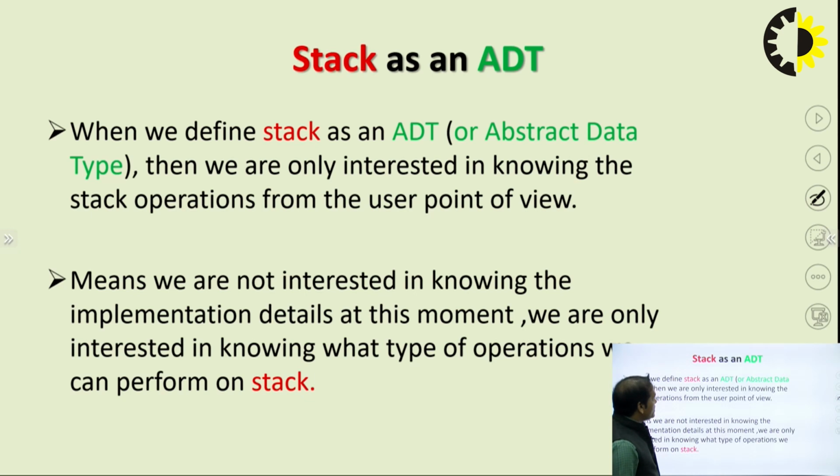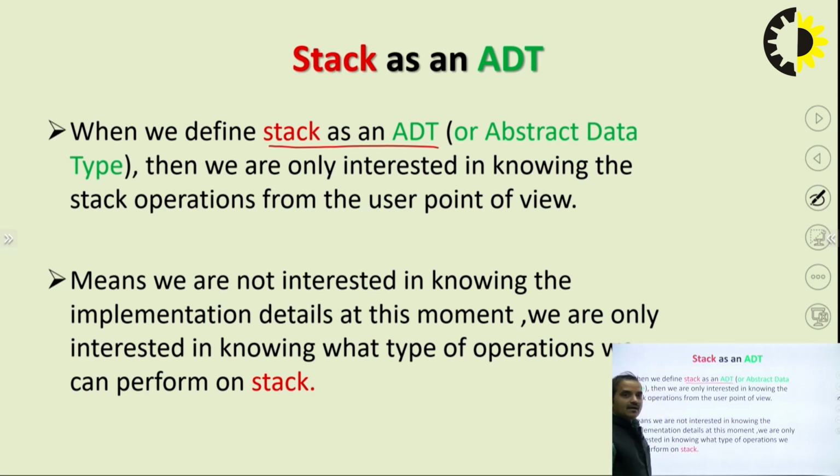Now, the next topic is stack as an abstract data type. This is the main topic of stack. When we define stack as an abstract data type, we are only interested in knowing the stack operations from the user's point of view. We know how the application is working, but we don't go into how the process is implemented.